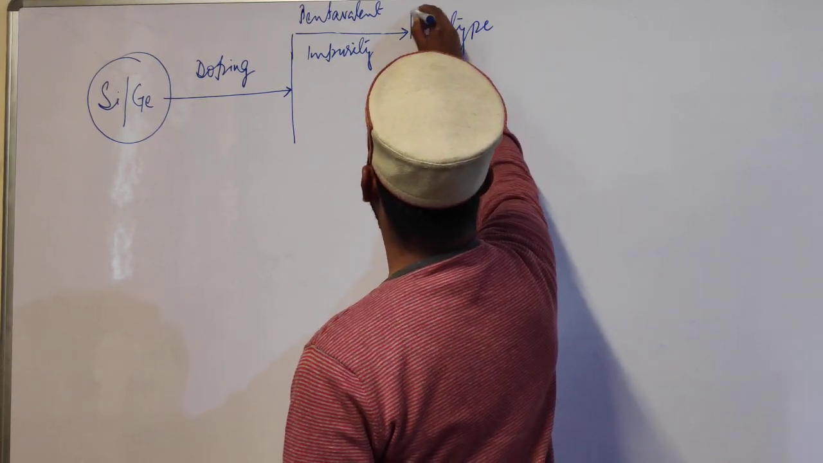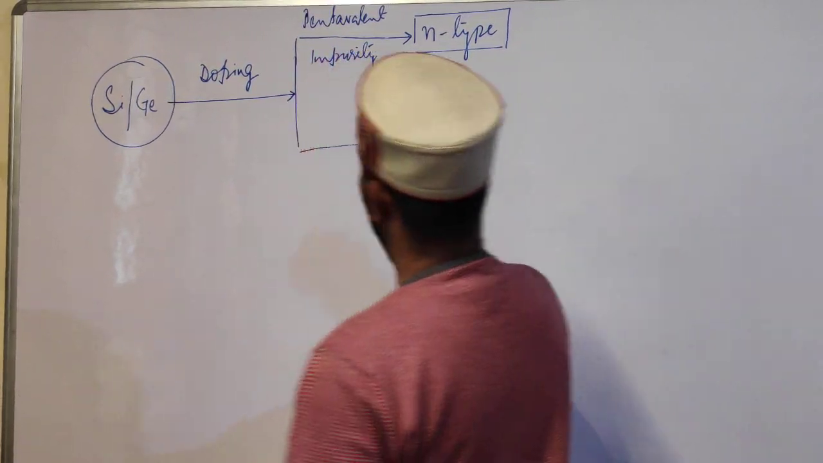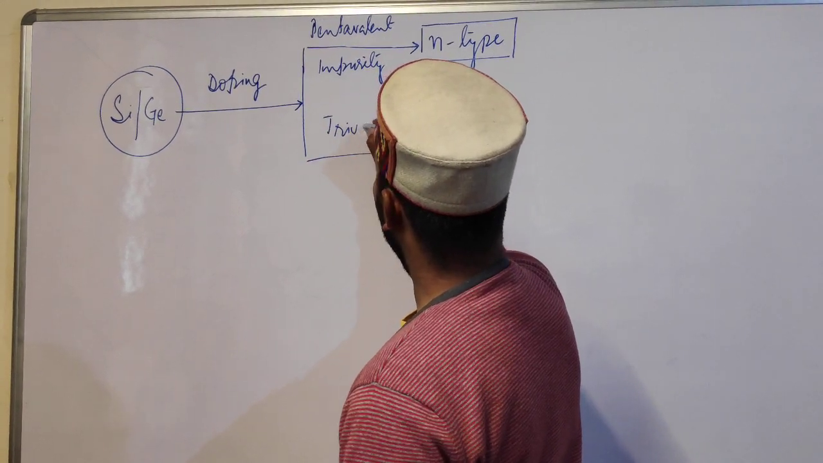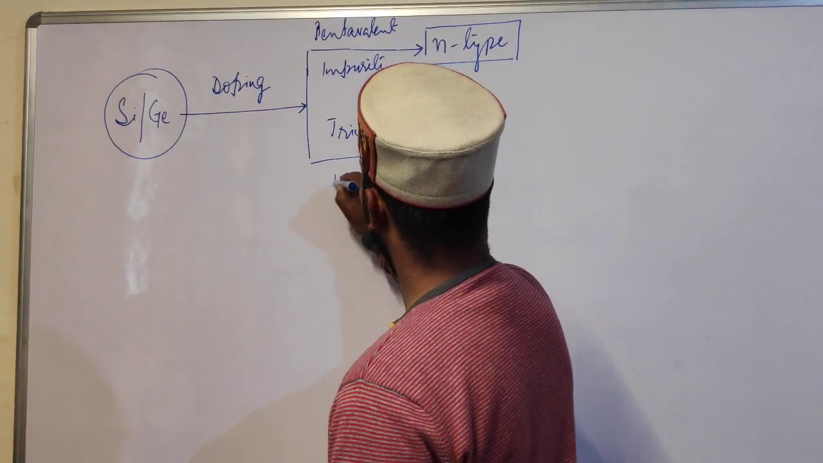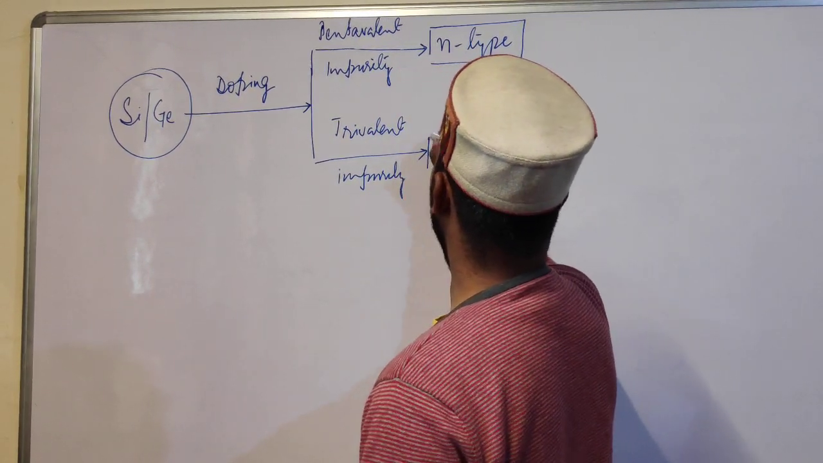So we get what type? N-type semiconductor. And similarly, when we dope a silicon or germanium crystal with a trivalent impurity, students, we get what? P-type semiconductor.